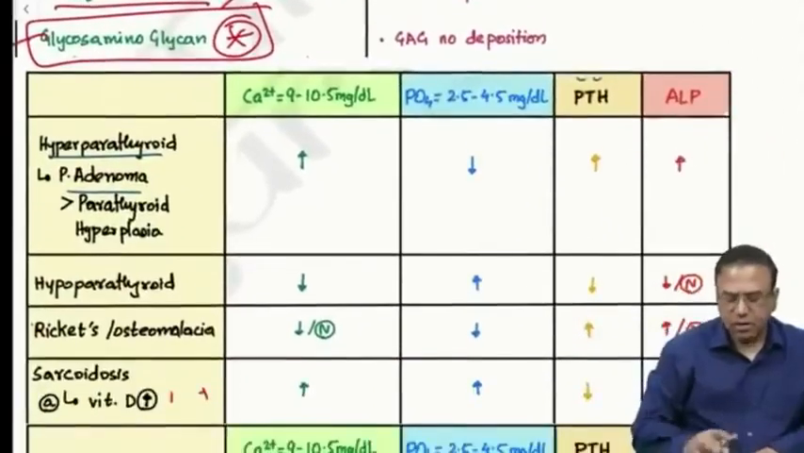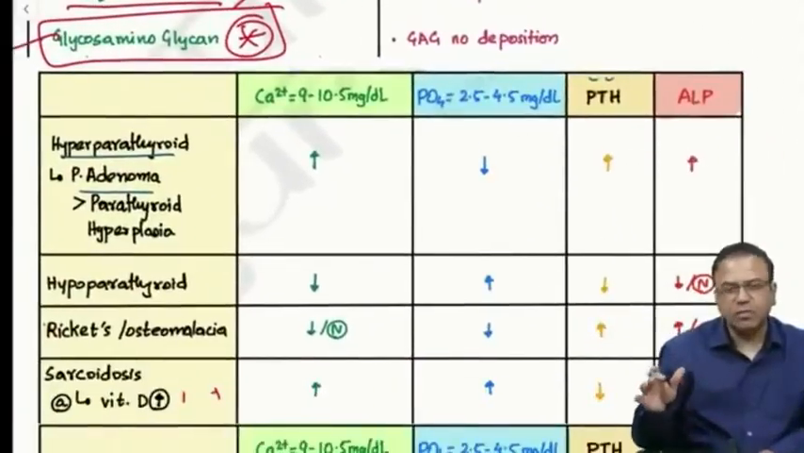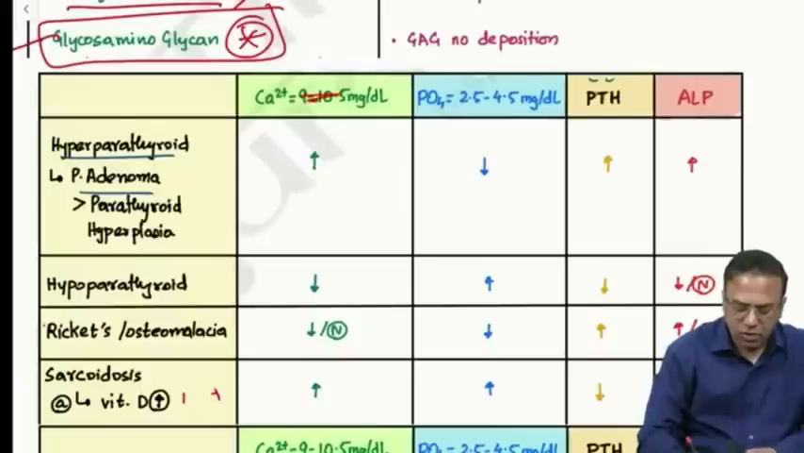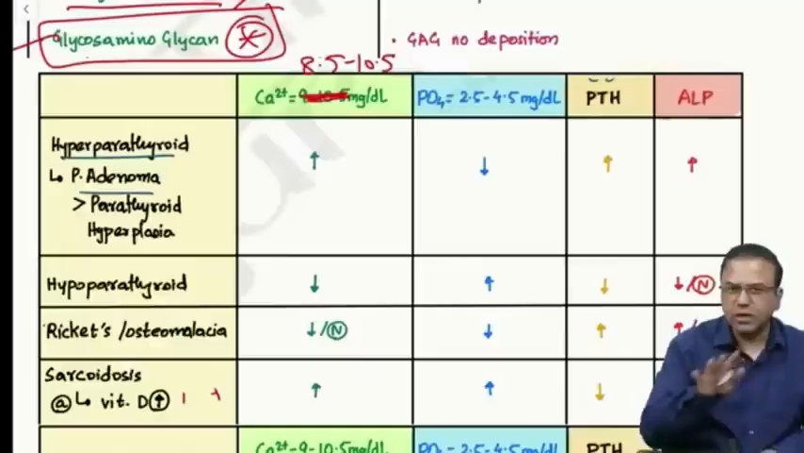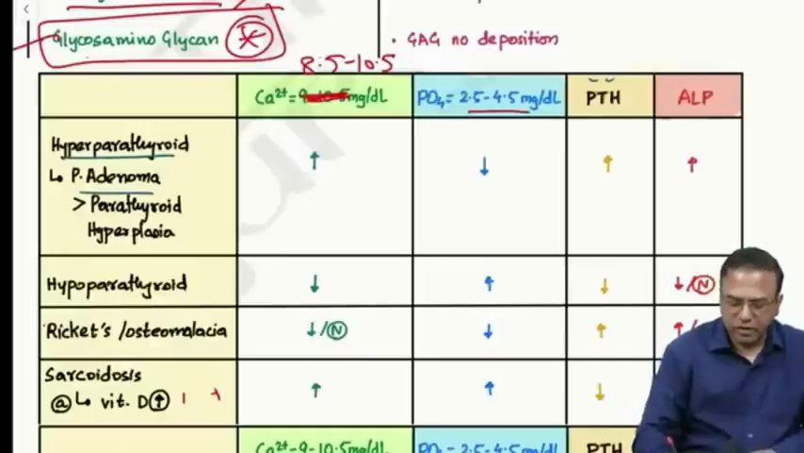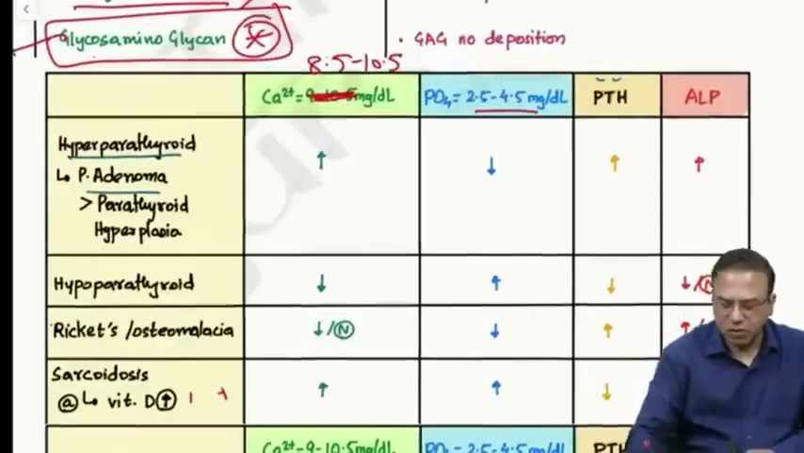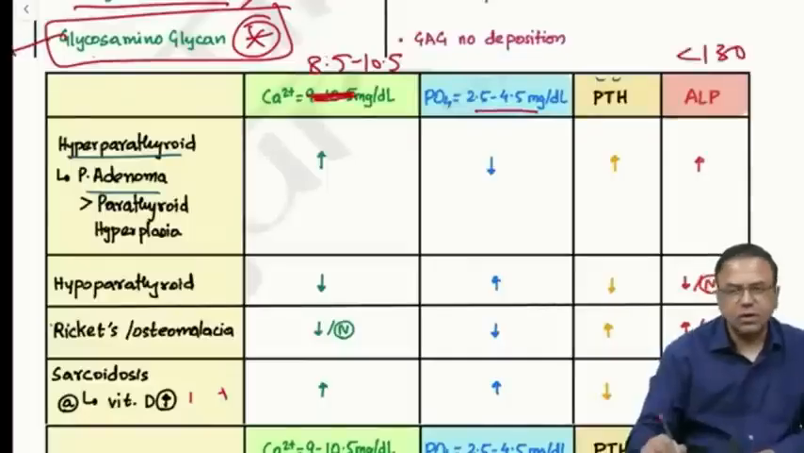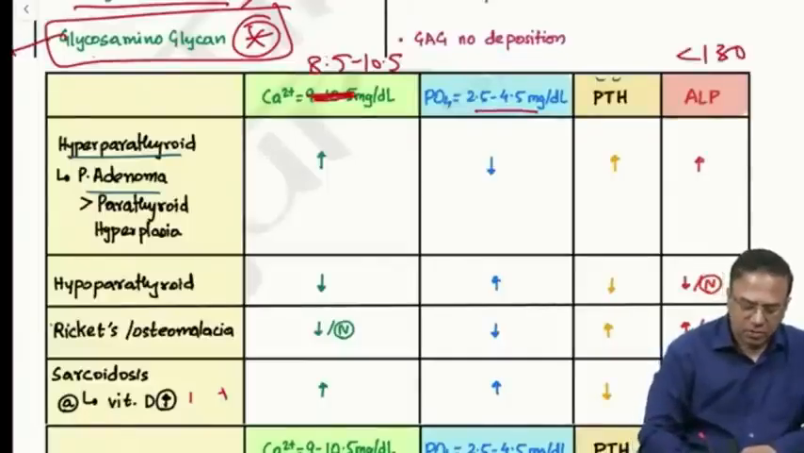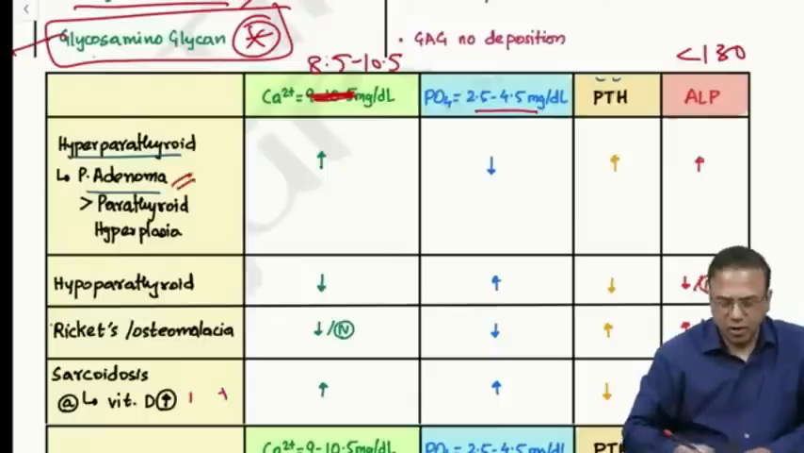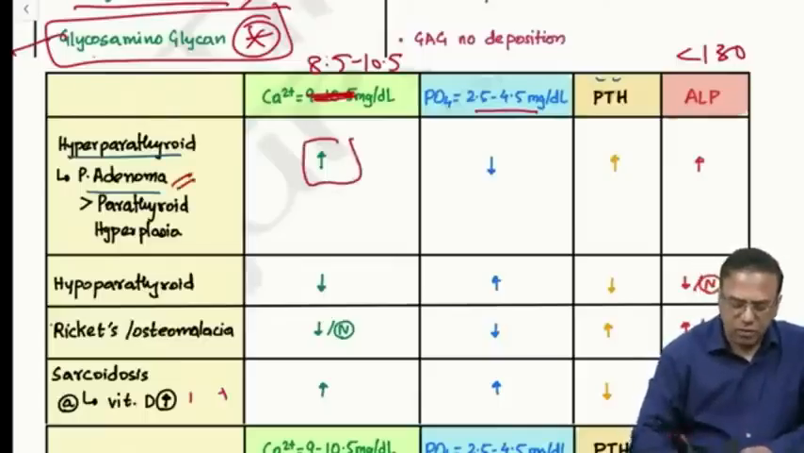If you're looking at calcium, phosphate, parathormone, alkaline phosphatase, you must know the normal levels. Calcium is 8.5 to 10.5, although most of them will be in the 9s. The normal phosphate is 2.5 to 4.5. Parathormone level you don't need to remember. Alkaline phosphatase normal level is less than 130 units. Now in a patient with hyperparathyroidism, parathyroid adenoma, calcium and phosphate always go in opposite directions.